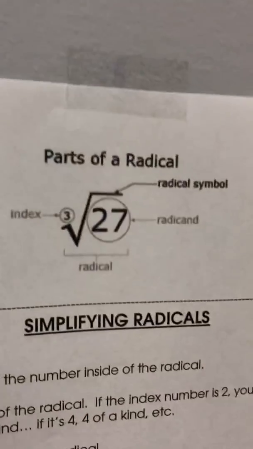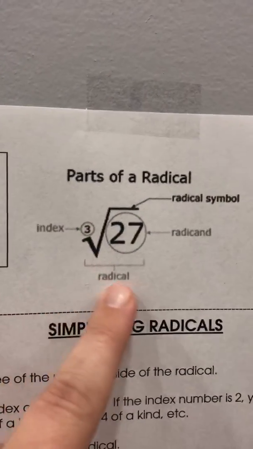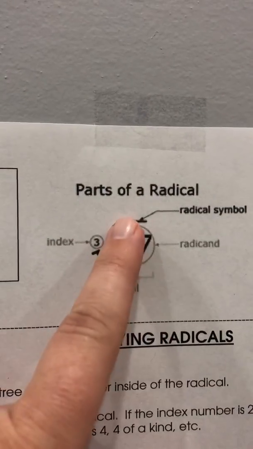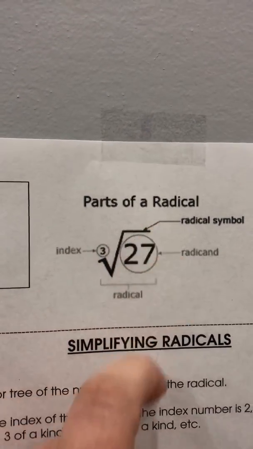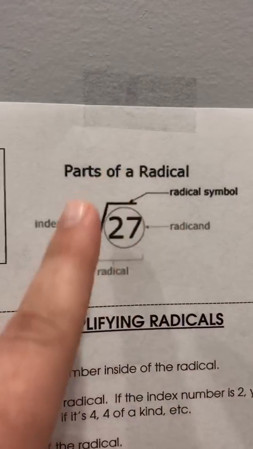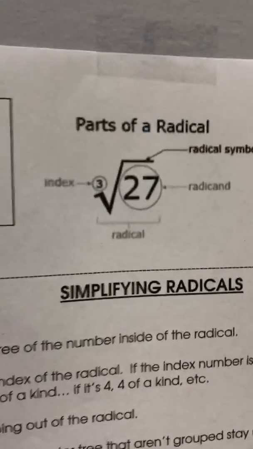And for parts of a radical, the little number on the outside is called an index number. The whole thing is called a radical, all the parts combined. The symbol, just like we started with the perfect squares over there, the symbol itself is called the radical symbol. And the number underneath is called a radicand. So those are the parts of your radical.